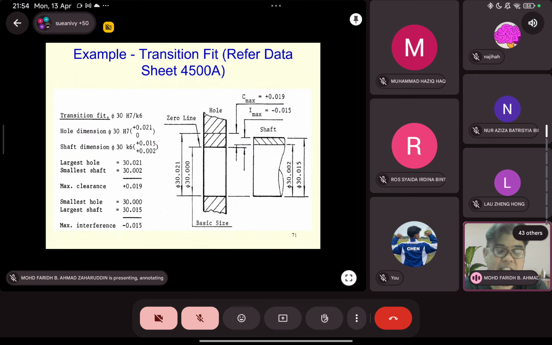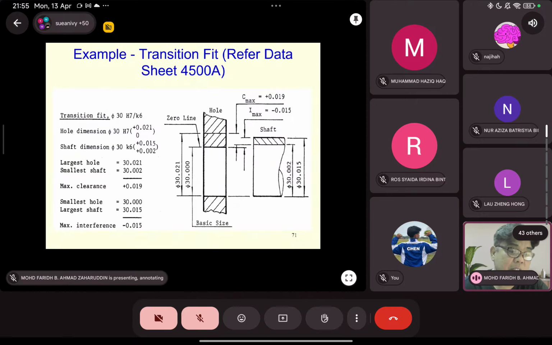Now, is it transition, clearance or interference? Ya, dekat sini dah tahulah. Doktor cakap tadi example is transition, is confirm with transition. So, macam mana kita nak tahu transition? Guna jari ni balik atau you can sketch, you boleh tulis. You tengok nilai pun dah tahu dah. You cuba tengok dekat situ. Tengok sini.